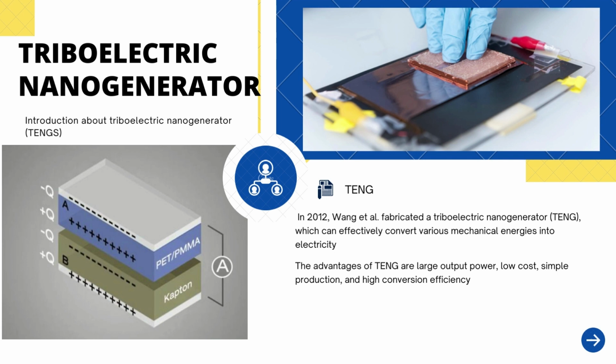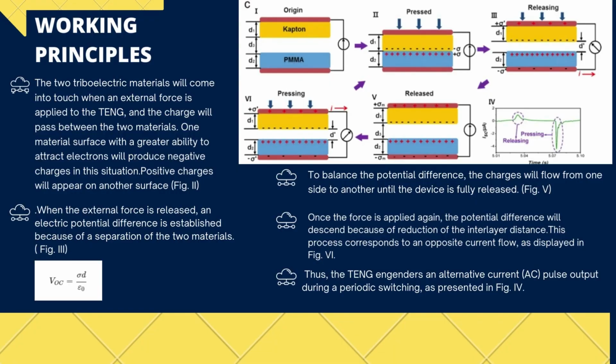Wang fabricated a triboelectric nanogenerator, the TENG, which can effectively convert various mechanical energies into electricity. The advantages of it are the large output power, low cost, simple production, and high conversion efficiency. As the diagram shows, the TENG is two metal layers contacting each other. About the working principles, we can see them in the figure.